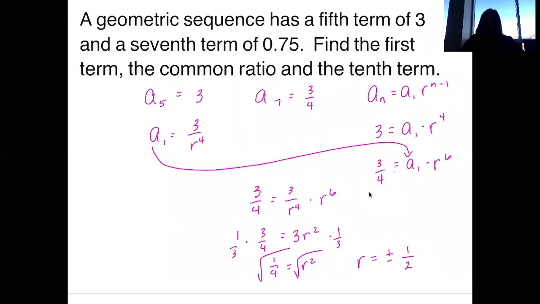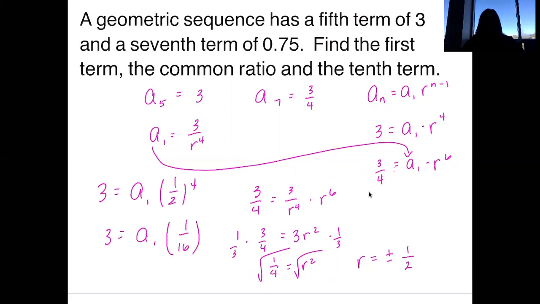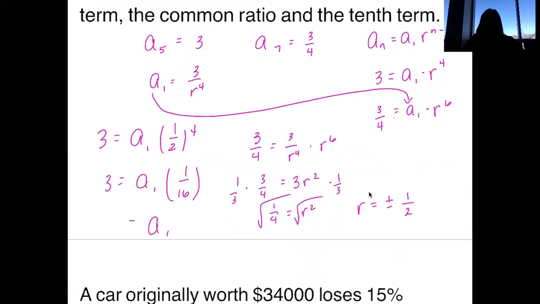If we do the 10th term and write out our equation, we have r, but we don't necessarily have our first term. So we're going to assume our r value is positive, and we say 3 is equal to a1 times 1/2 to the 4th power. Well, 1/2 to the 4th power is going to give me 1/16. Our first term then, multiplying both sides by 16, is 3 times 16, which is 48.